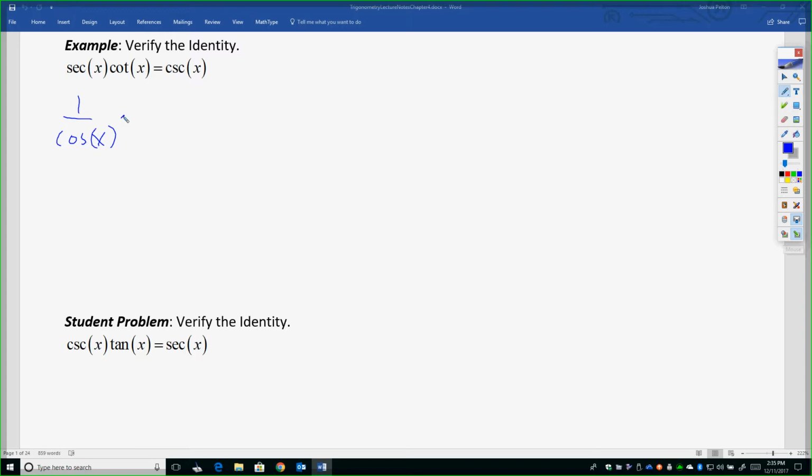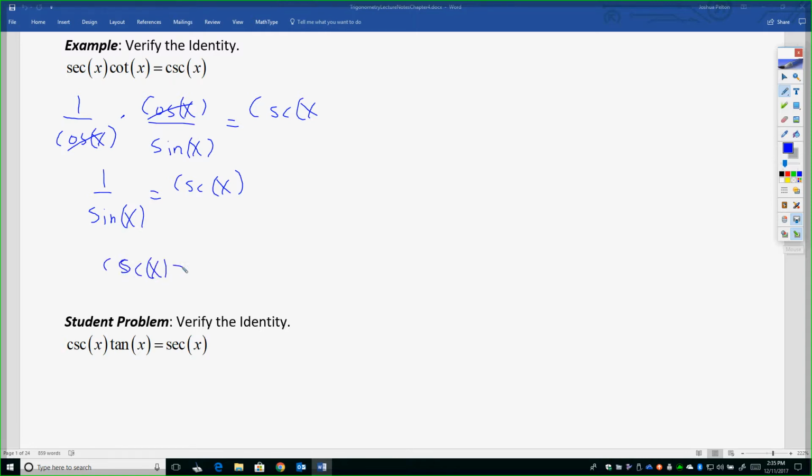And cotangent is a ratio identity, which is cosine over sine. And the cosines will cancel, leaving me 1 over sine, which is cosecant. And using the reciprocal identity, 1 over sine is cosecant. So we have verified this is actually a true identity. Pause the video, try the student problem.